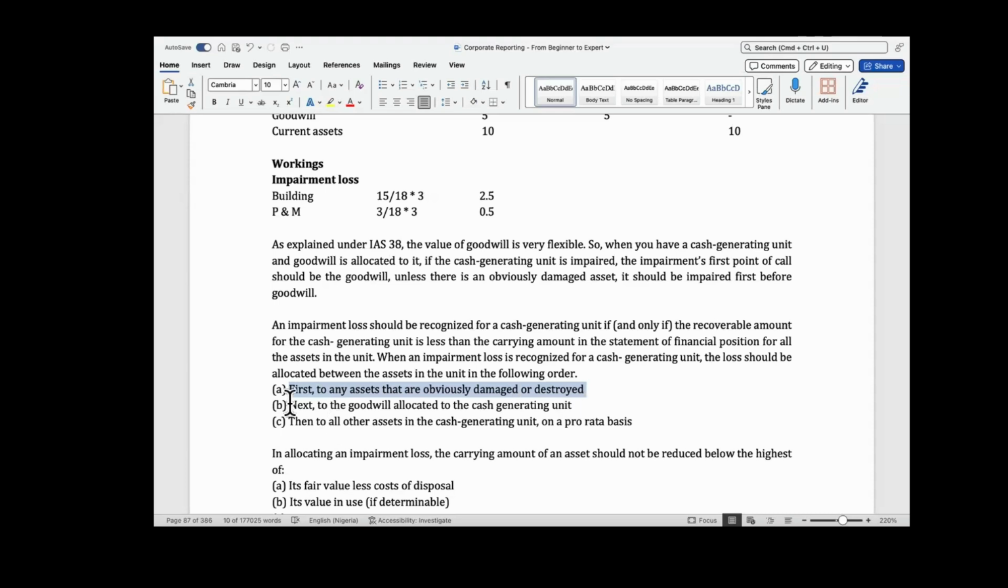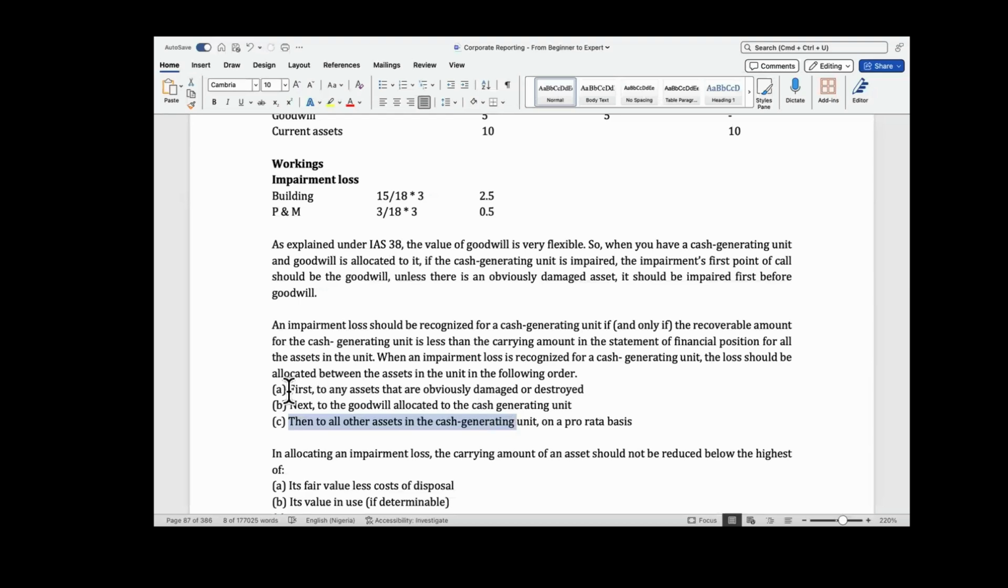Then, after you allocate the impairment loss to a damaged or destroyed asset, we go to goodwill. If there is goodwill in the CGU, then you allocate impairment loss to goodwill. That's the next. Then you allocate to all other assets in the CGU on a pro rata basis. Okay, so these are the steps which we'll solve a few questions on so that you will get it widely.